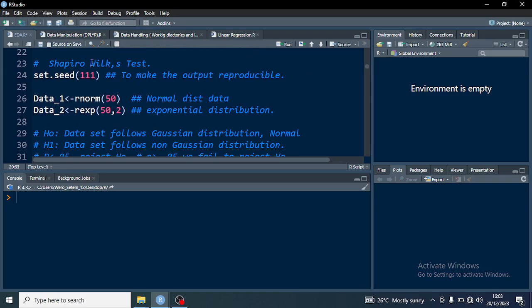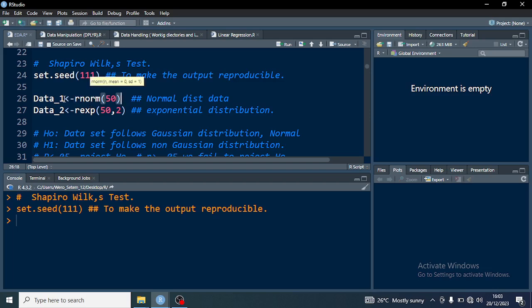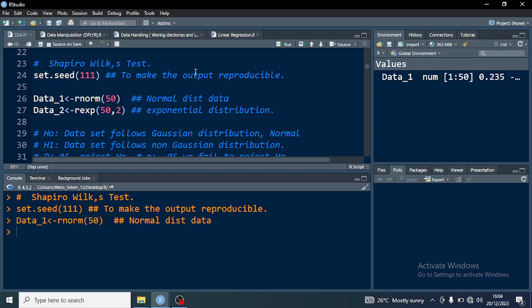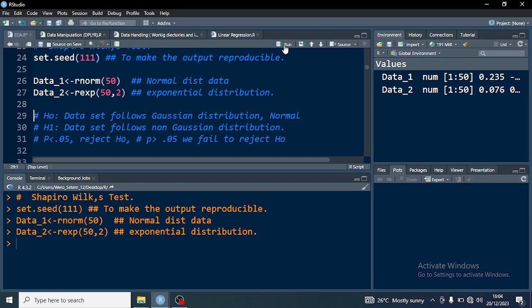So we start with the Shapiro-Wilk test. I'm setting a random seed here to make the code reproducible. I'm creating data that follows a normal distribution. I'm using rnorm for the normal distribution, and I'm creating a data set called data_1 that follows a normal distribution, and the count, or the n, is 5. Then I'm creating data2 that follows an exponential function, where the number should be 10 and the rate is 2. And there it is.